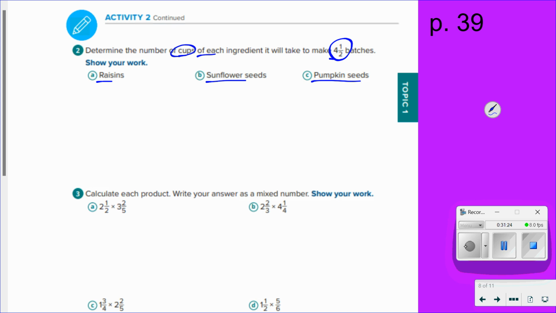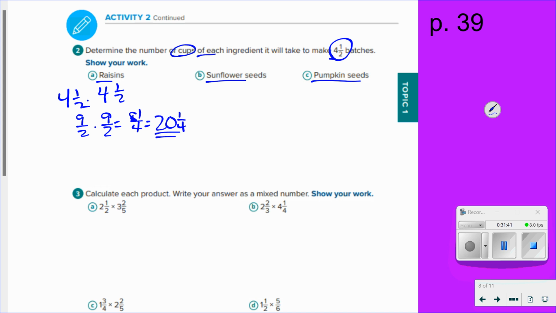Okay, unfortunately, we don't have a lot of time left. So raisins, it was 4.5, right? So I'm doing 4.5 times 4.5. Slam dunk gives me 9 halves times 9 halves. No reductions. Gives me 81 over 4. So it's going to go 20 times with 1 left over.